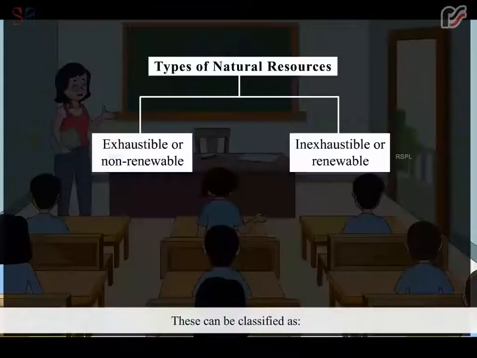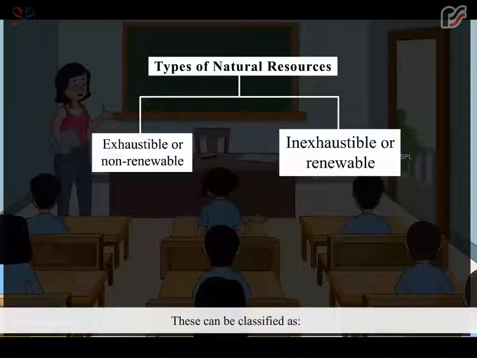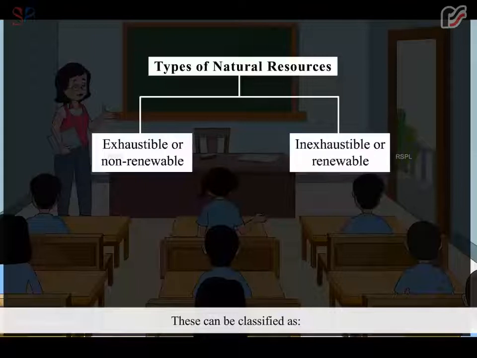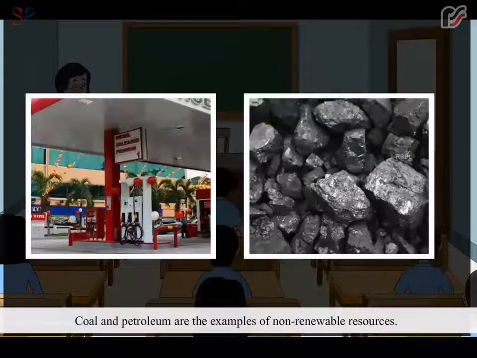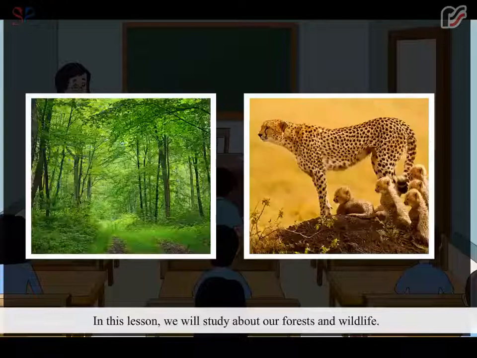These can be classified as 1. Exhaustible or non-renewable, 2. Inexhaustible or renewable. Coal and petroleum are examples of non-renewable resources. Air and water are examples of renewable resources. In this lesson, we will study our forests and wildlife.